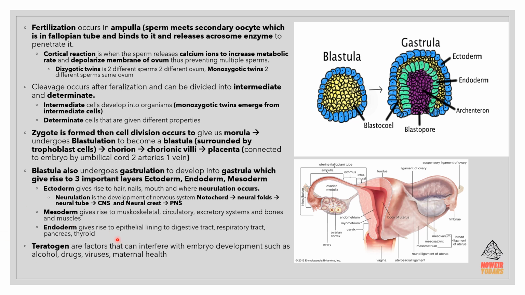The mesoderm gives rise to musculoskeletal, circulatory, and excretory systems, and bones and muscles. And lastly, the endoderm, right? The endoderm basically gives rise to the epithelial lining, the digestive tract, respiratory tract, and also gives rise to the pancreas and thyroid.